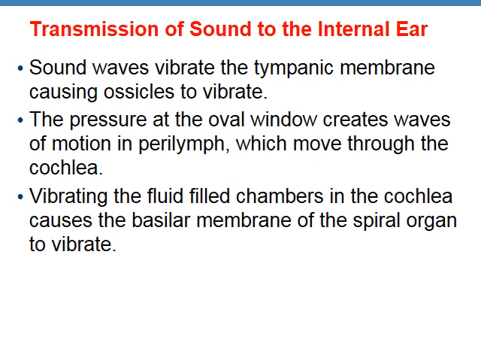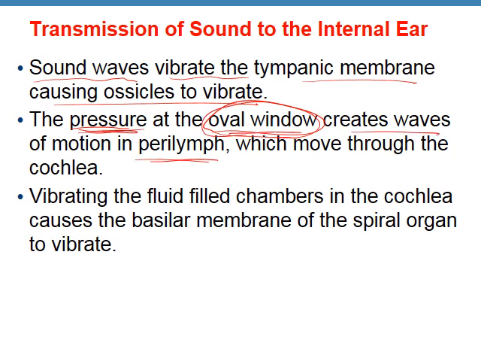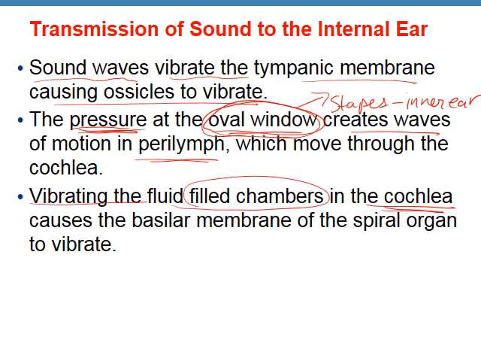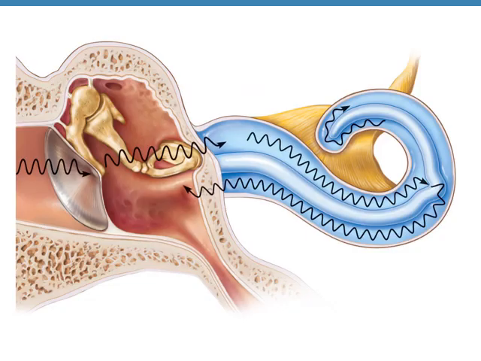Putting into words what we've been talking about, right? Sound waves vibrate the tympanic membrane, causing the ossicles to vibrate. I didn't show you the oval window, I'll come back and show it to you, but the pressure at the oval window creates waves in the lymph. The oval window is where the stapes meets the inner ear. The vibrating fluid-filled chambers of the cochlea cause the basilar membrane of the spiral organ to vibrate.